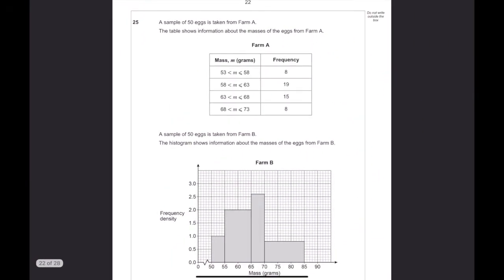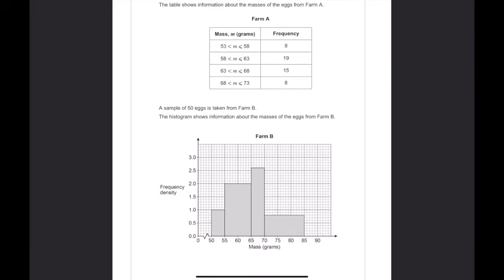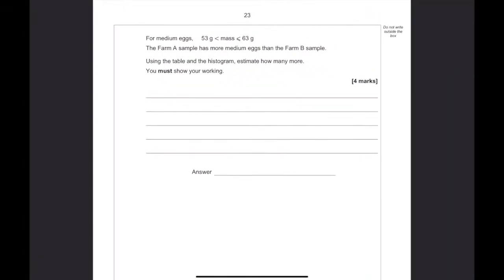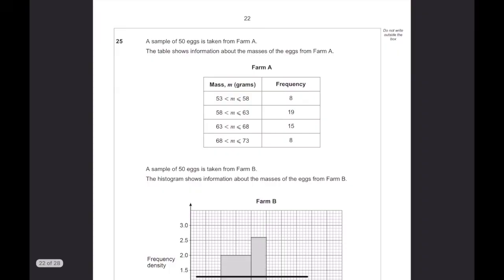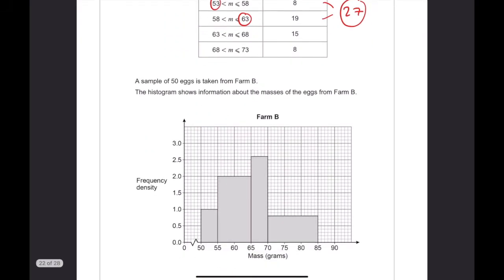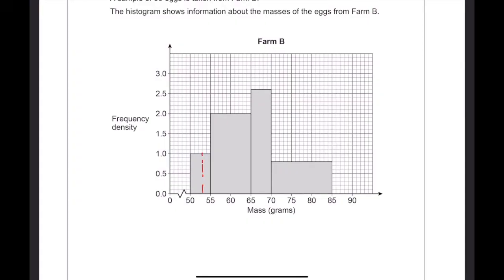A sample of 50 eggs is taken from farm A. Here we have them in a frequency table. And here we have a sample from farm B. So 2 separate farms here. For medium eggs, 53 to 63 grams, we need to work out how many more eggs farm A has than farm B has. So 53 to 63 is going to be 8 plus 19, which is 27 eggs for farm A. Farm B, from 53 to 63, is going to be whatever area this takes up here.